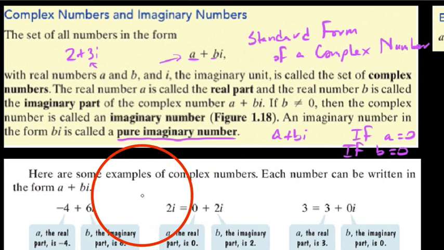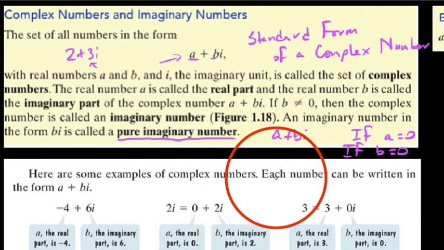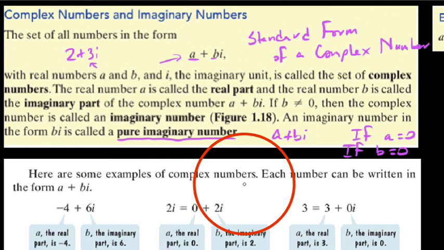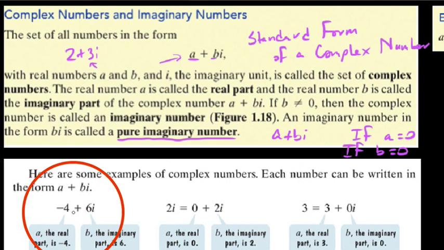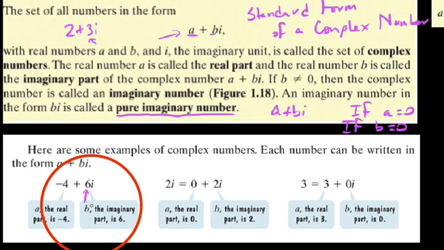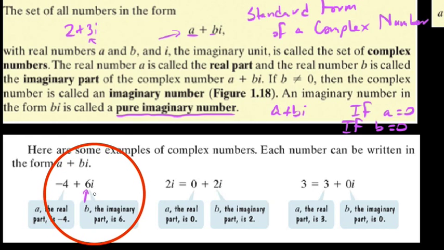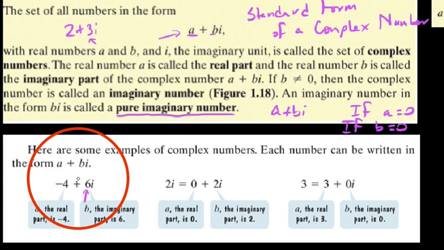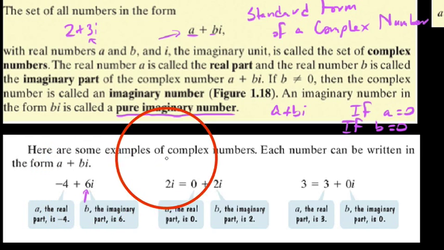So looking down here, these are just some examples of complex numbers all written in standard form of a complex number. We say negative 4 plus 6i, we have a is this negative 4 here, that's our real part, whereas the b is our imaginary part. So we say the imaginary part is just the 6. We don't include the I in that statement. We say the 6 is the imaginary part. But we say the whole thing is this complex number where we've combined a real with an imaginary now.